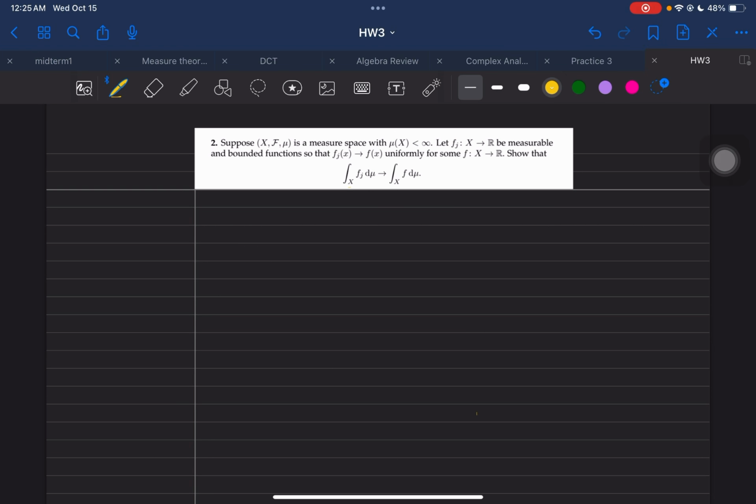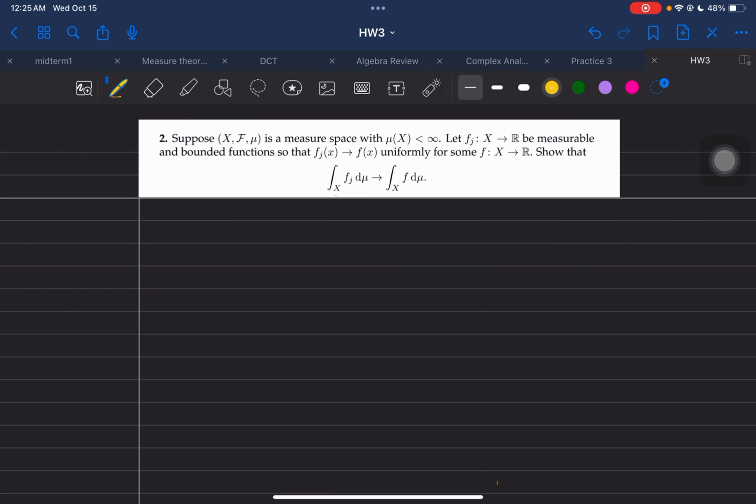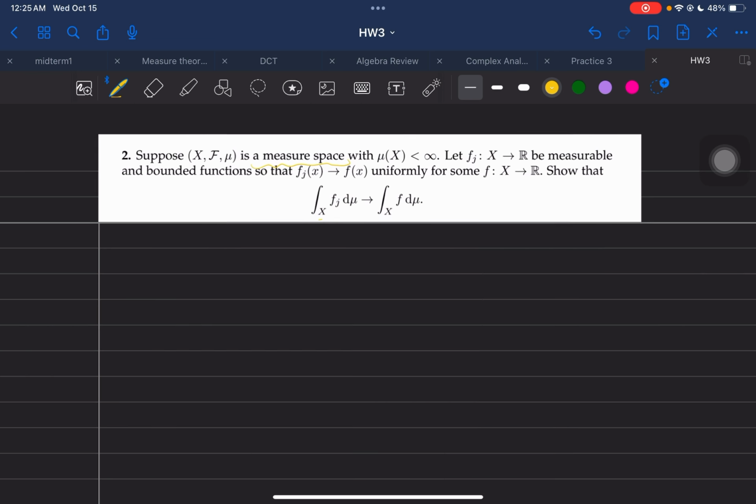Hi everyone, in this video I'm gonna show how to solve this problem. Suppose we have a measure space and the measure of the whole space is finite, and we have a sequence of measurable bounded functions that uniformly converges to some function f. Then we're gonna show that the integral of the sequence of the functions would also uniformly converge to the integral of f.